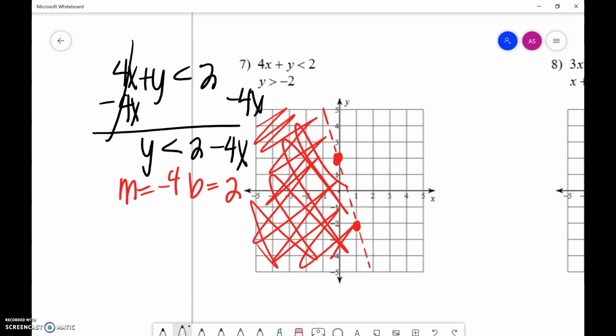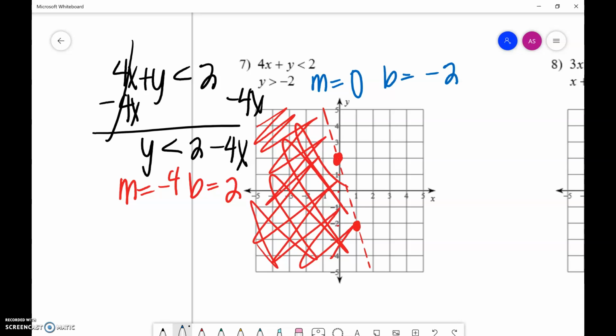All right, now inequality 2. This is where a lot of you guys get confused because we just have y is greater than -2. So our slope here is 0 and our y-intercept is -2. Okay, this is kind of like when we have y equals and x equals, those horizontal and vertical lines, that's what this is, okay?